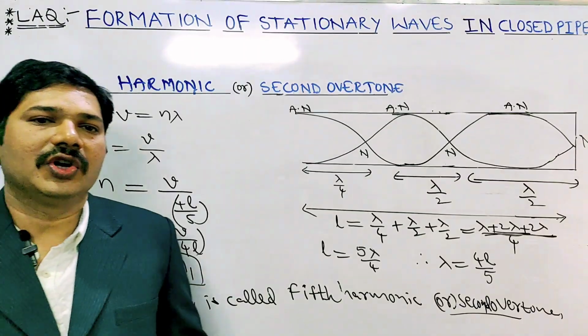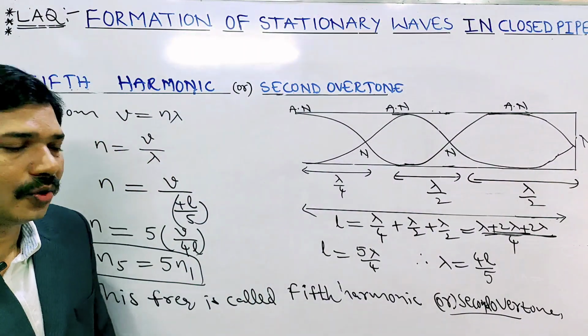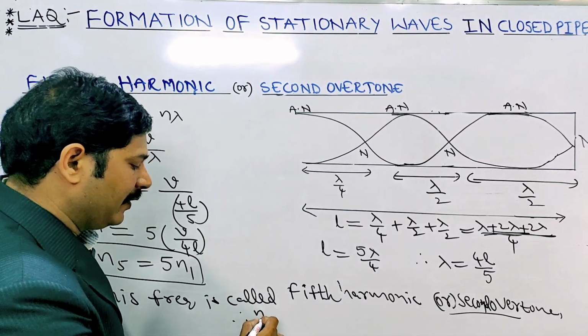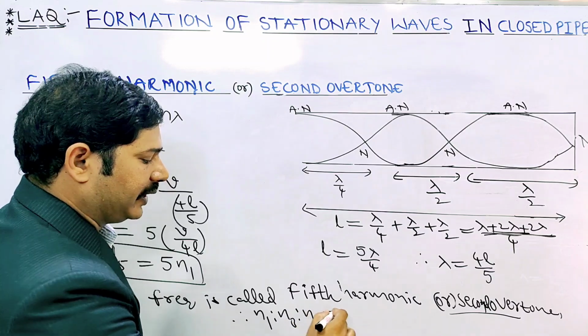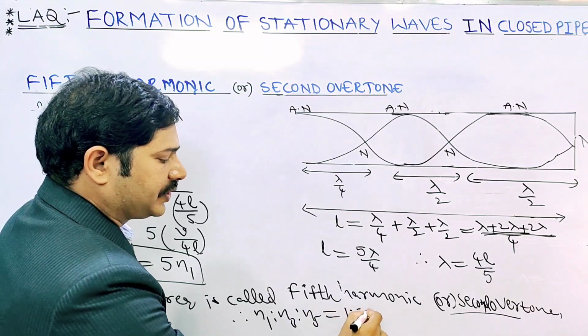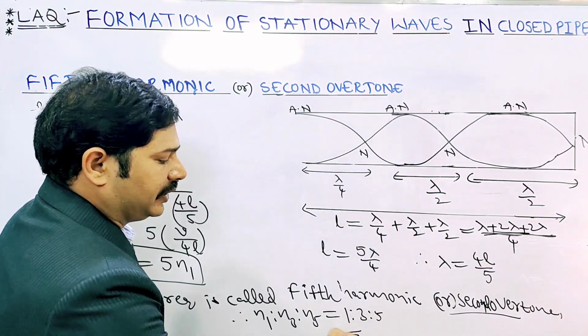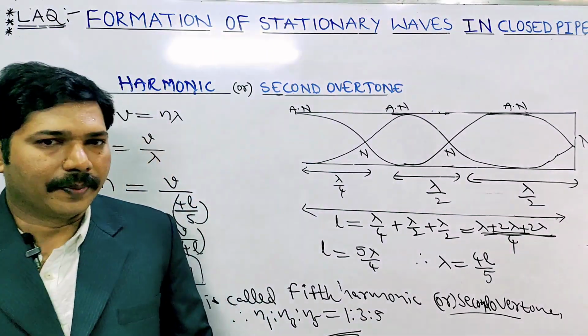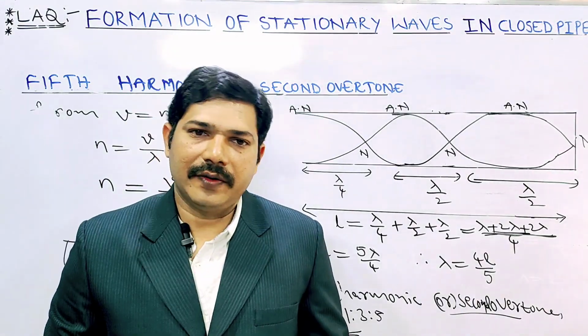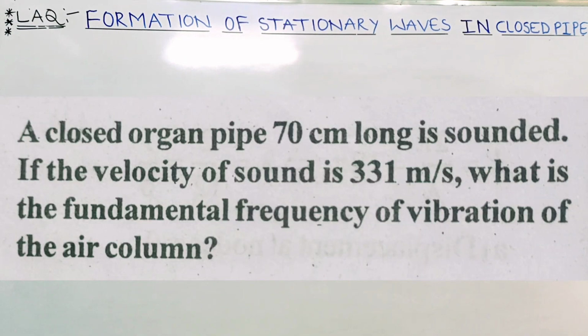Therefore, the ratio of harmonics in a closed pipe: N1 is to N3 is to N5 equals 1 is to 3 is to 5. This is the closed pipe. So, attachment problems on open pipe and closed pipe we will also discuss. You can take the question.